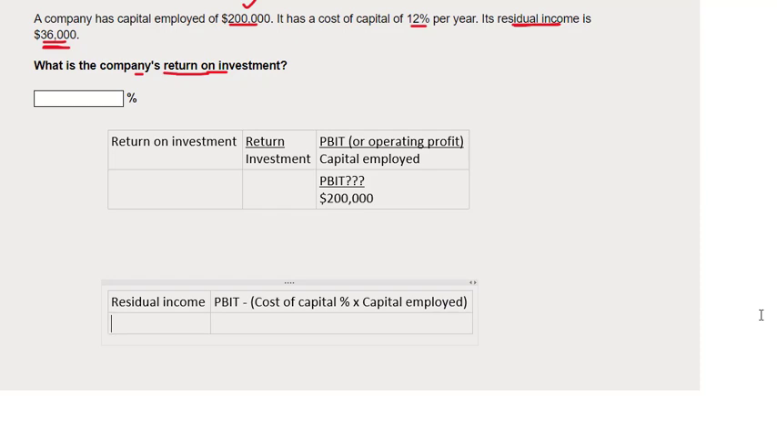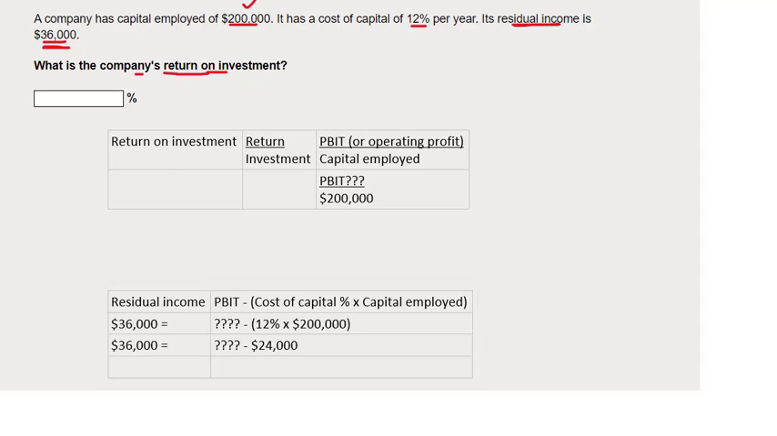So our residual income here, we're told in the question, was $36,000. The PBIT figure, well, that's our missing number, isn't it? So I'm just going to put some question marks in for that. And I know all of these other figures. The cost of capital percentage, that's 12% out of the question. And the capital employed is $200,000. So let's simplify that down. All I've done there is multiply out my 12% times $200,000. The reason it's in brackets is because I'm doing that bit first, aren't I? So 36,000 is equal to my missing number of PBIT minus 24,000.